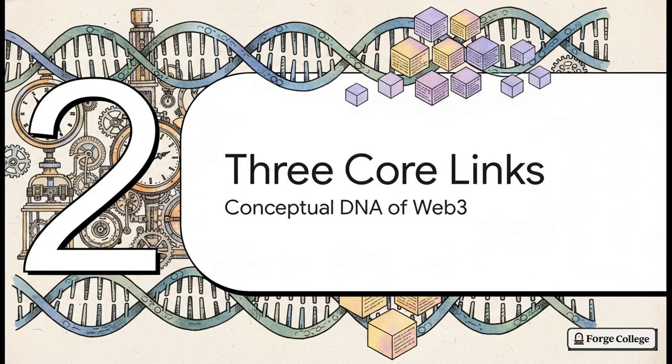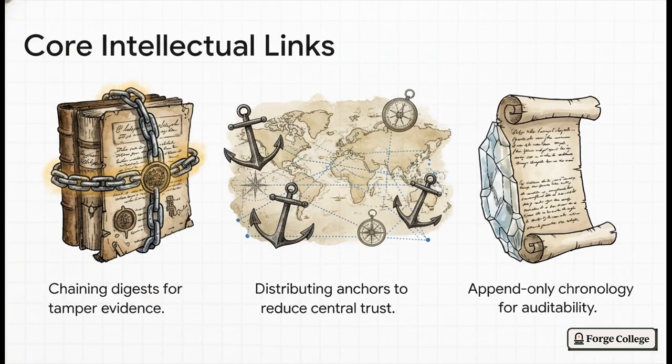Section 2, 3 core intellectual links. This is the conceptual DNA of Web3. What we're really looking for here are the specific design patterns that migrated directly out of historical timestamping, survived the test of time, and were eventually hard-coded right into core blockchain architecture. The crucial point is that these 3 specific mechanisms are the absolute backbone of the historical analysis you're going to conduct for your capstone.